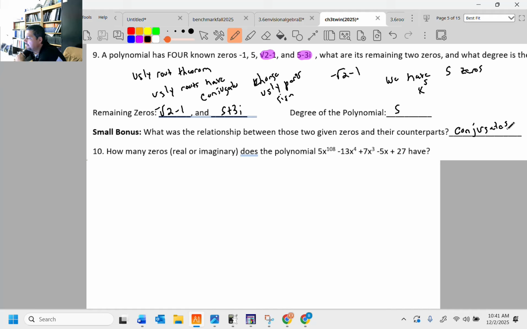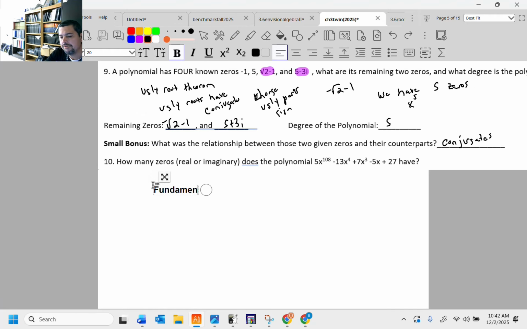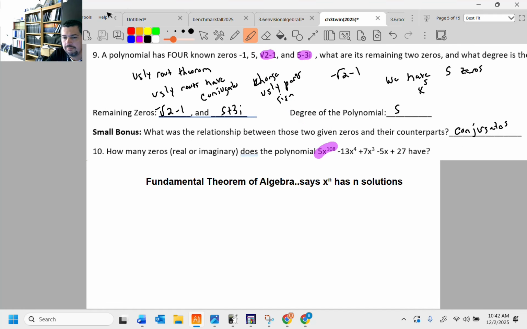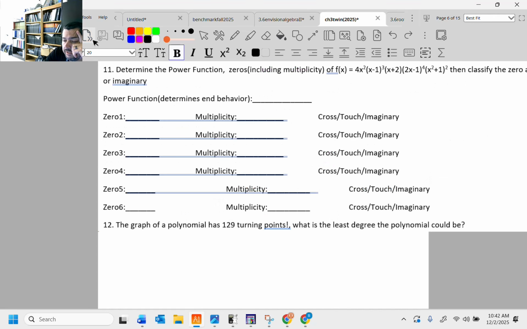All right, how many zeros, real or imaginary, does this polynomial have? So this is the fundamental theorem of algebra. It's a pretty simple theorem. It is the fundamental theorem. I actually gave you a watered down version. It says x to the n has n solutions. Plain and simple. So I'm going to focus on the power function, the first thing I see in standard form, and I'm going to look at that exponent. So this polynomial has 108 solutions. And I swear to you, 20%, 25% of my students will miss this. And it ain't me. That's not a reflection on me. That's a reflection on you.